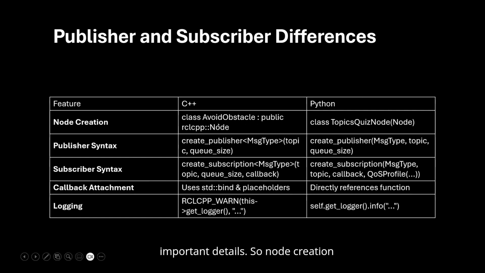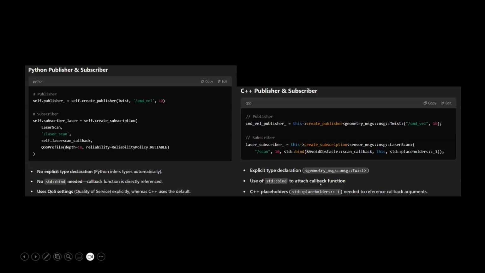So node creation is kind of a syntax comparison. I won't go through it all; you guys can kind of stare at it. The important ones are node creation and publisher creation. This is how you do it in C++ versus Python. I'll give you a second to look at it. It's just different syntax, not much difference. And then callback attachment.